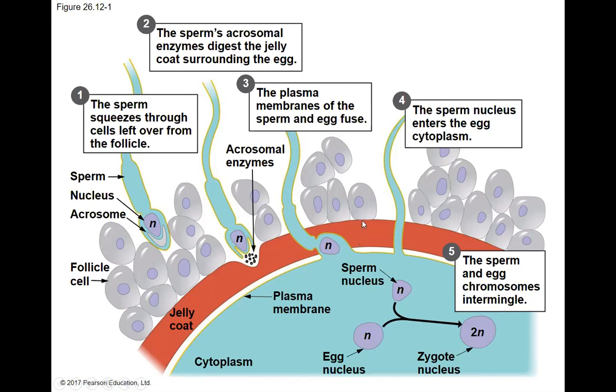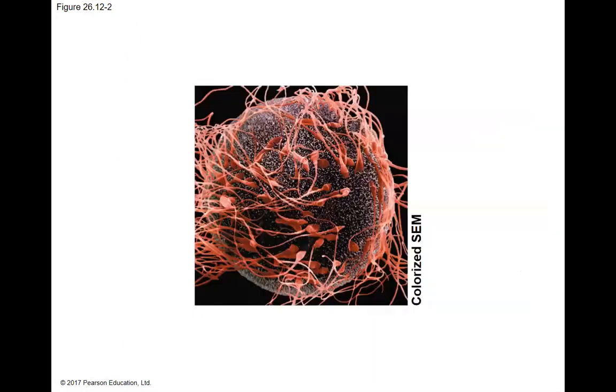The important point here is that only a single sperm will fertilize a single egg, even though we have millions of sperms that are actually capable of fertilizing a single egg. Ultimately, only one will end up fertilizing it. So this is a picture of an egg that is surrounded by hundreds of sperm, as you can see. This is something that happens in reality, but only one of the sperms will end up fertilizing the egg. The others will then be degraded and lost.